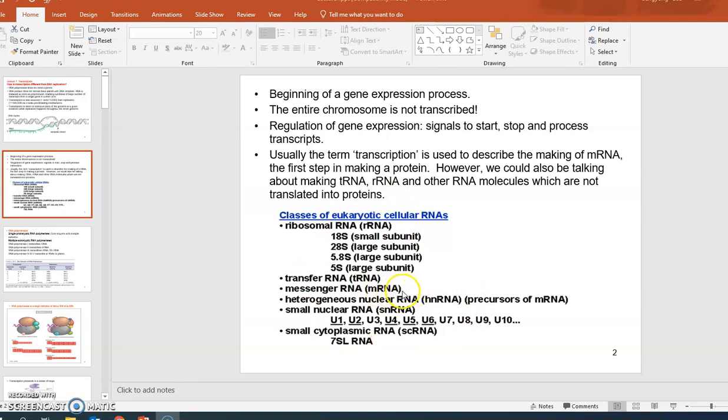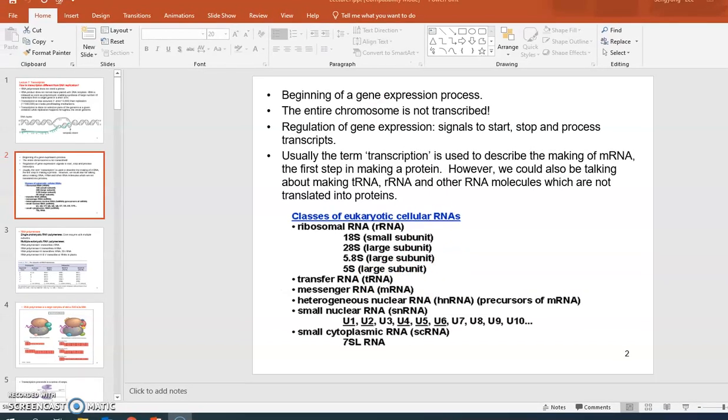mRNA molecules are used as a blueprint to build proteins, but the majority of RNA is something other than mRNA. About 90% of RNA molecules are something other than mRNA, which means they will never be translated. Understand that? So don't assume that RNA molecules are all translated into protein. That is not the case. Maybe 9 out of 10 will never be translated.